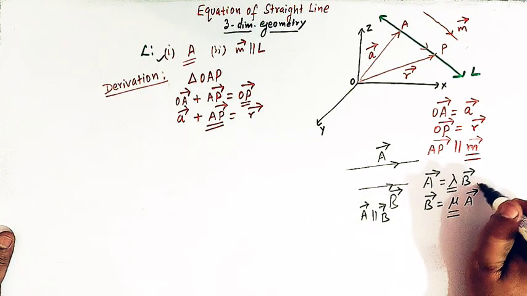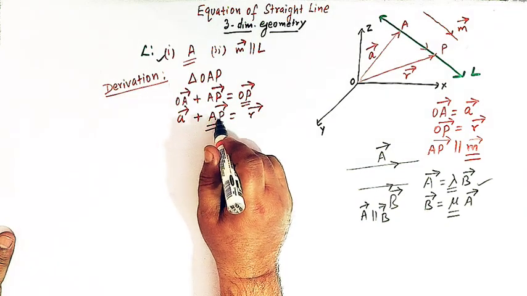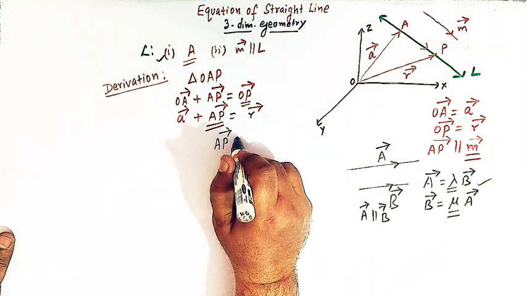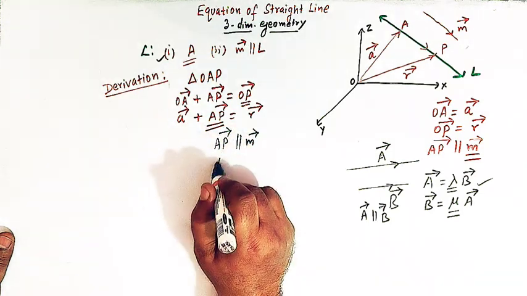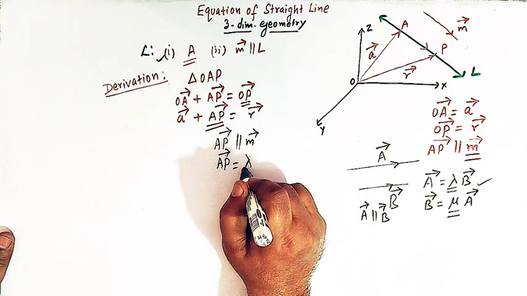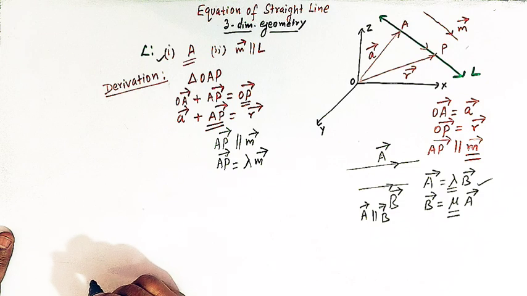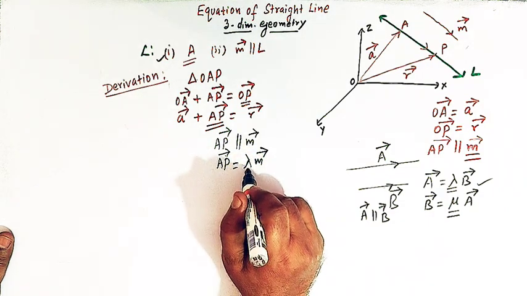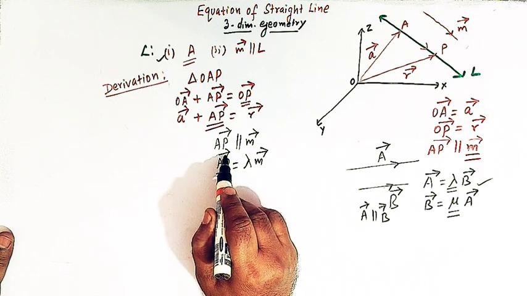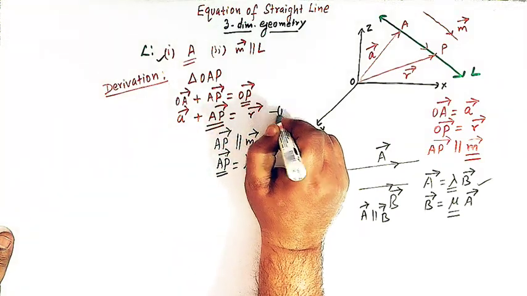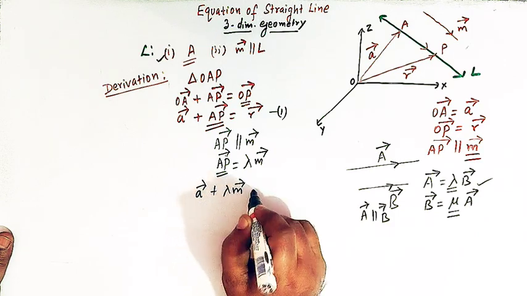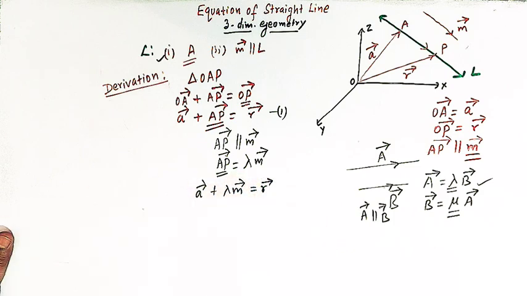So using this concept, we can express vector AP in terms of vector M. Vector AP is parallel to vector M, so we can now write vector AP as some scalar multiple of this vector M. Here lambda is some scalar, and let us substitute this value of vector AP in this equation. We have vector A plus lambda times vector M is equal to vector R.